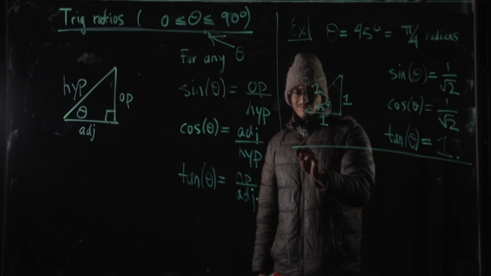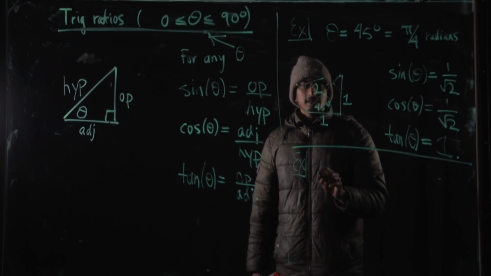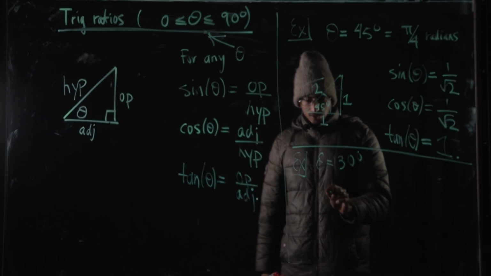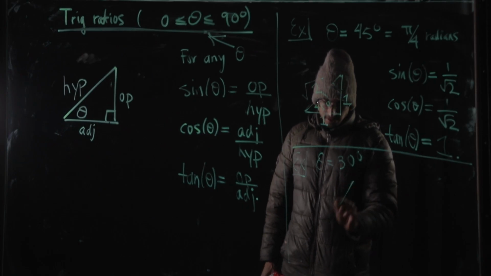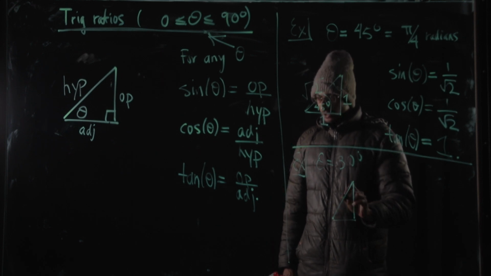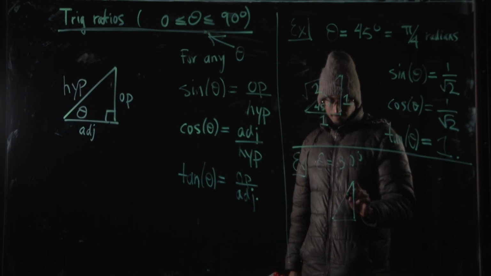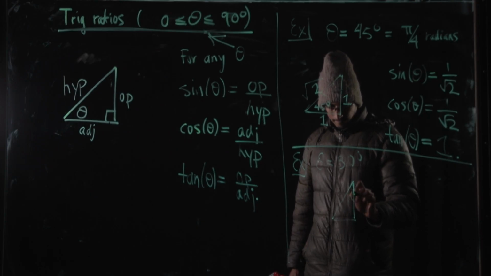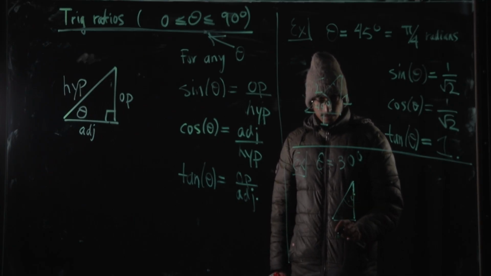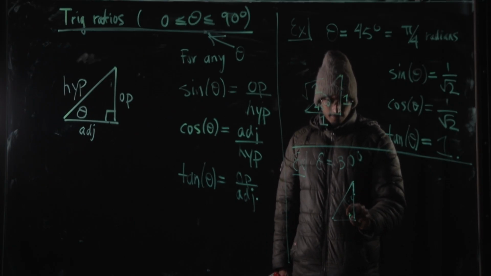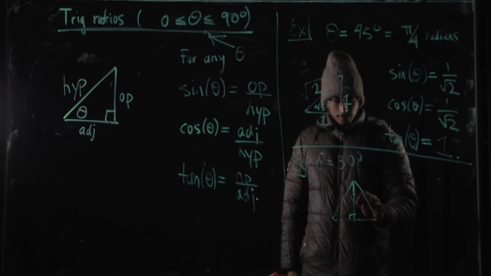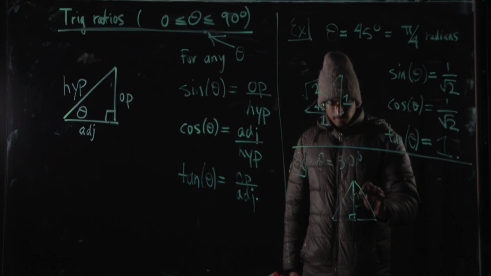Another great example is when theta is 30 degrees. So let's draw theta is 30 degrees. Okay. So I'll turn the triangle around a little bit. This angle is 30 degrees, this is theta. Then I can do the following trick. I can draw the same triangle on top of it. This will also be 30.